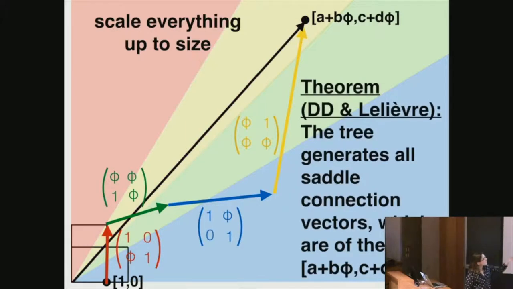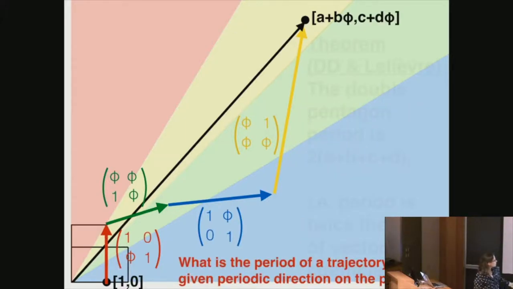Okay, so the theorem that we proved is that this tree, meaning multiplying by different combinations of these matrices, generates all of the periodic directions, and that they're all of this form, a plus b phi, c plus d phi. Now you don't necessarily get everything that's of this form, but everything you get is of this form. Okay, so still my burning question, what's the period of a trajectory in a given periodic direction?